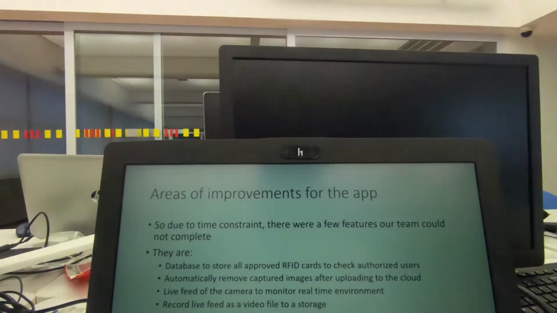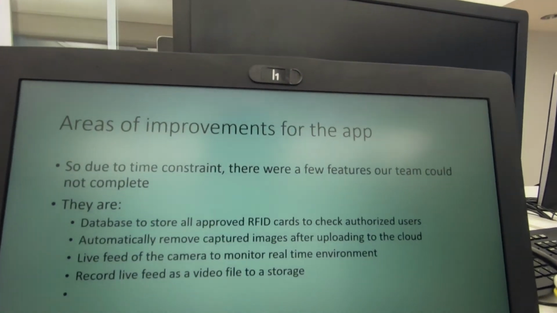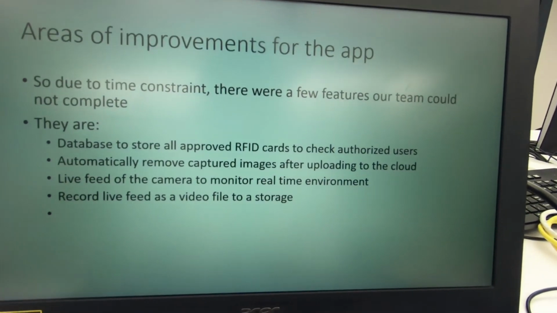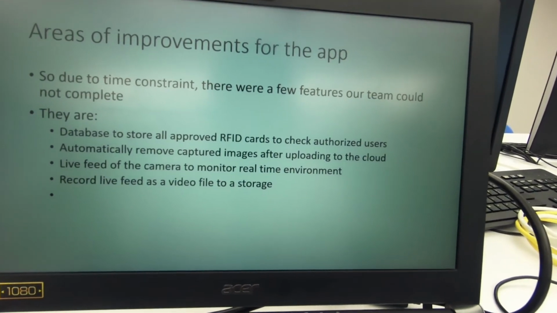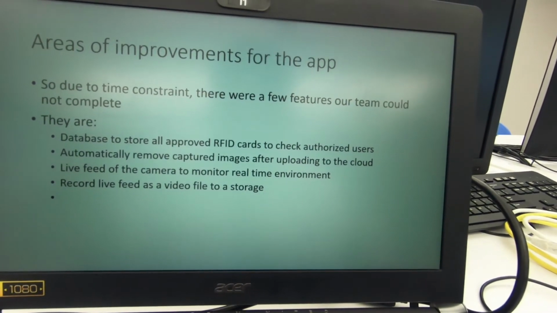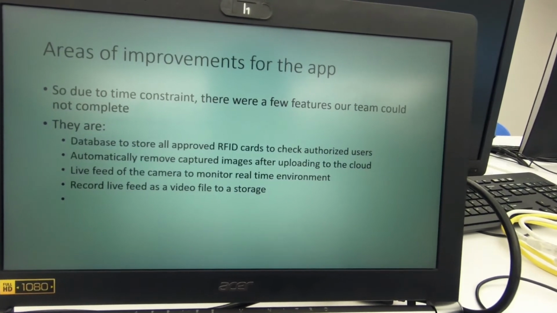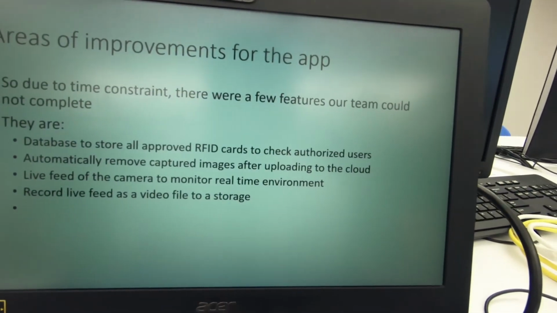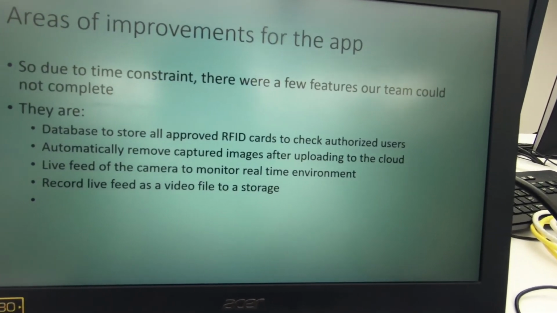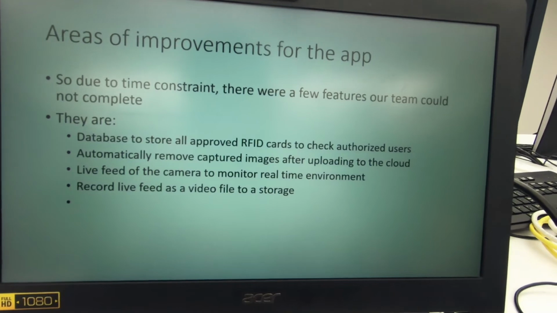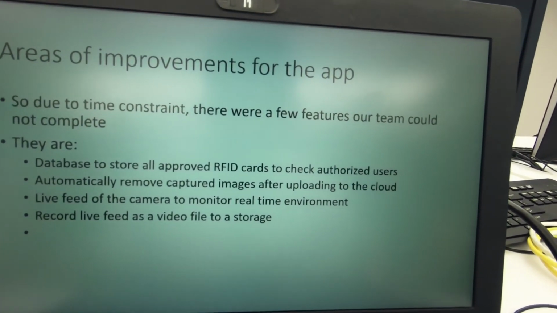Due to time constraints, there are a few features that our team could not accomplish. They are a database to store RFID cards to check for authorized users, automatically removing captured images after uploading to the cloud, a live feed of the camera to monitor the real-time environment of the Raspberry Pi as well as the farmhouse, and recording the live feed as a video file to storage so that the administrator can check back for logging purposes.